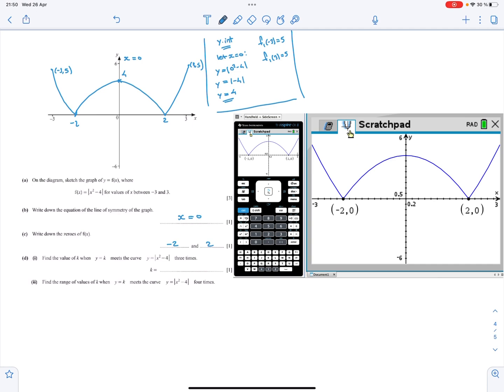Okay, next thing we need to do, we're told find the value of k when y equals k meets the curve y equals the absolute value of x squared minus 4, so that's the curve we have here, 3 times. Okay, all right, well, let's see. y equals k, okay, well, that's just a horizontal line. Remember, if I remind you on the side here, and I'll do that in green, if I have an xy grid, really quickly, x and y, okay, any equation like this, y equals 3, will just be a horizontal line whose height is 3.